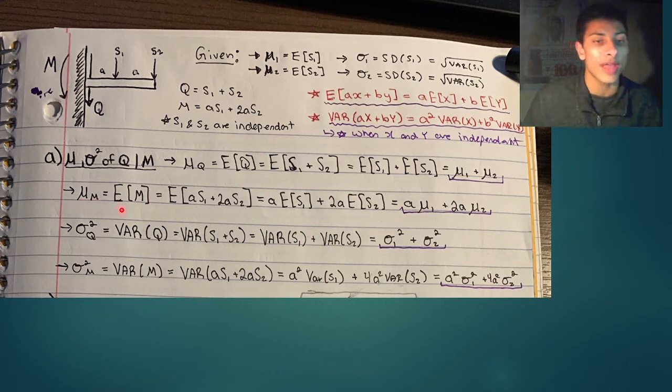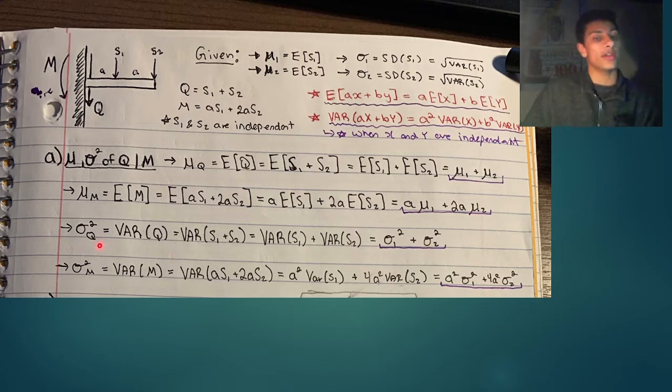Moving on to the mean of M, we have that the mean of M is equal to the expected value of M again, which is going to be equal to this equation that we're given for M in terms of S1 and S2. So we have that this is the expected value of A times S1 plus 2A times S2. And again, going back to this equation here, we do have these random variables being scaled by certain parameters. So we can use this relationship again to say that A times the mean of S1 plus 2A times the mean of S2 is going to be equal to the mean of M, which is going to be A times mu1 plus 2A times mu2, the expected value of S2.